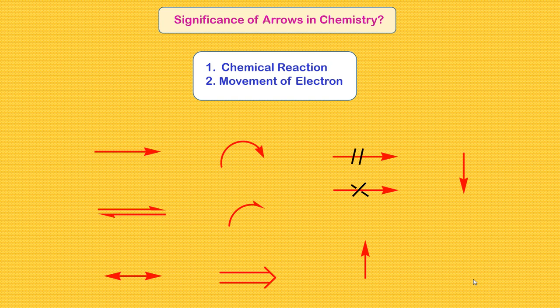As chemistry is all about the formation and the cleavage of bonds, and it also involves the movement of electrons from one center to another center. All these things we need to represent with the appropriate notations. And these notations in chemical reactions are represented with the arrows.